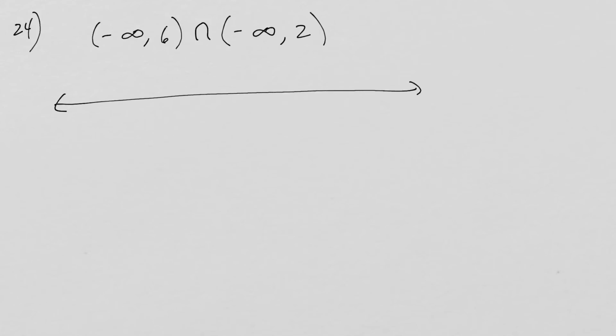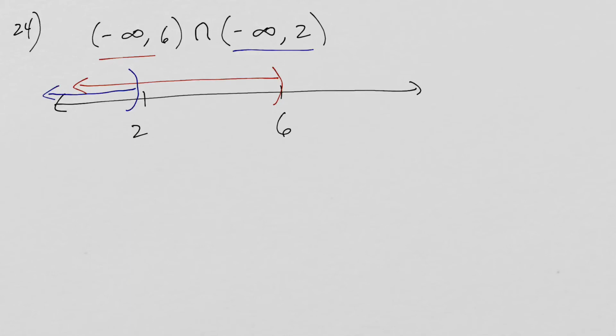Okay, number 24, we have negative infinity to 6, and we're intersecting with negative infinity to 2. Again, I'm going to help myself by sketching a graph. I'll put the 2 to the left of the 6 because that's the way a number line goes. I'll do this in red. That's negative infinity to 6, so that's going to look like that. And this other one I'll do in blue. That's negative infinity to 2, which looks like this.